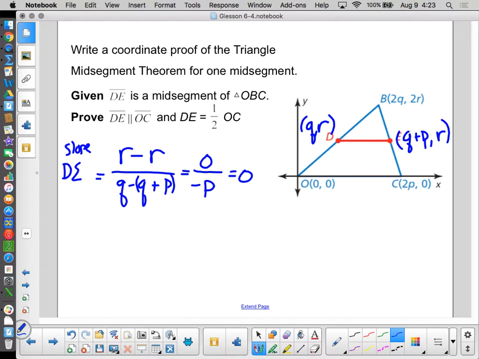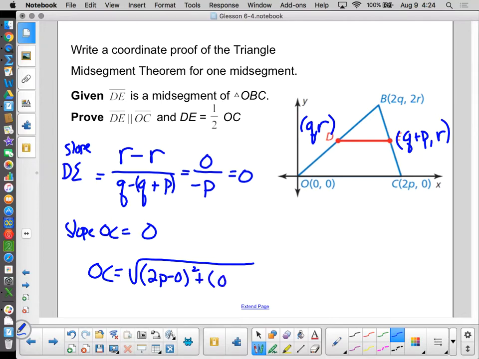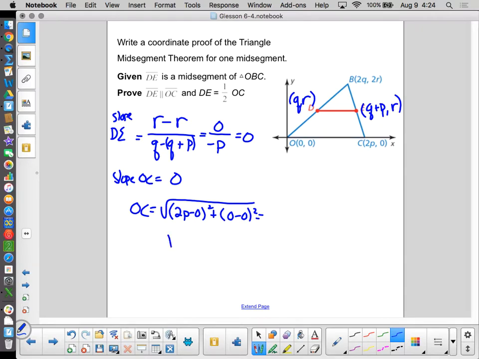Guess what? The slope of OC is also clearly 0. It's a horizontal line. They're parallel. The length of OC, not too bad, because they only have one coordinate that's not a 0. It's the square root of (2P minus 0) squared plus (0 minus 0) squared, which is the square root of (2P) squared, which is 2P.